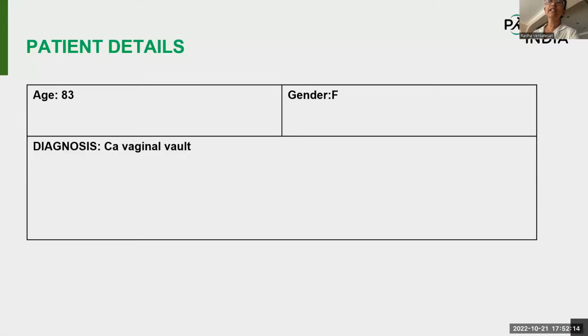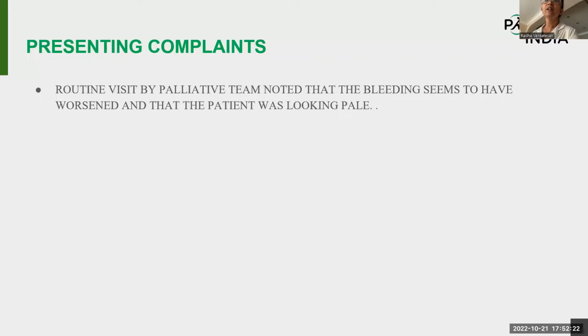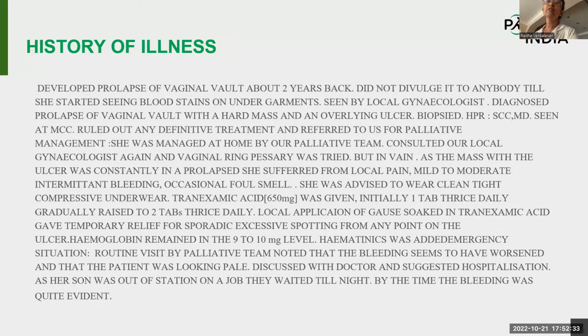Okay, now we've got an 83-year-old female patient whose diagnosis was CA vaginal vault. Next slide, please. Present complaints: a routine visit by the palliative team noted that the bleeding seemed to have worsened and that the patient was looking pale. Next slide. History of illness: the patient had developed prolapse of the vaginal vault about 2 years ago and did not divulge it to anyone until she started seeing some blood stains in her undergarments. Then she saw the local gynecologist, who diagnosed prolapse of the vaginal vault with a hard mass and an overlying ulcer also.